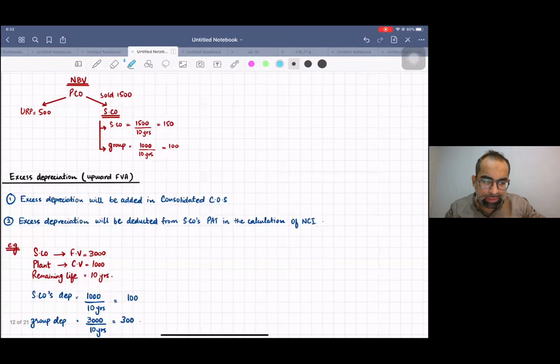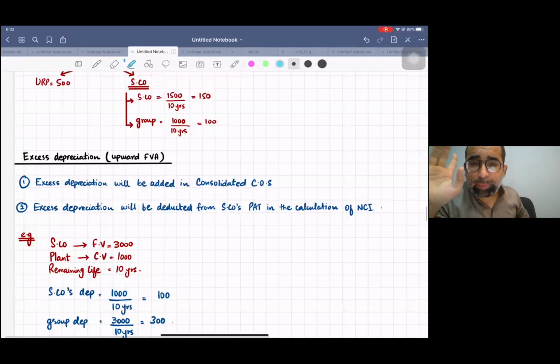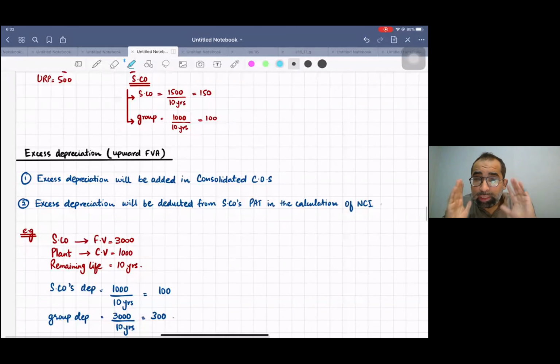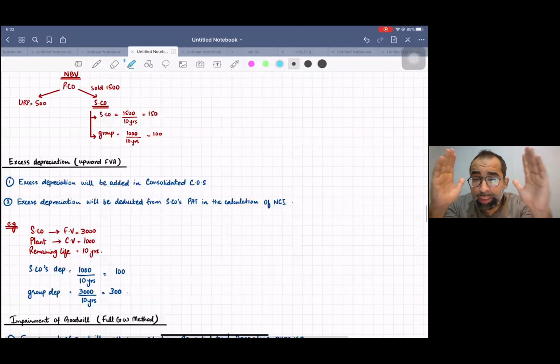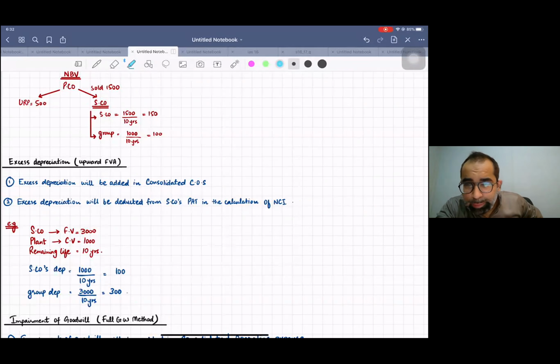How to treat excess depreciation of fair value adjustment? First of all, we are doing income statement, not balance sheet. If you do fair value adjustment, you change the value of the asset, it won't hit your income statement. But if you are doing fair value adjustment of a depreciating asset, then extra excess depreciation must be adjusted in consolidated P&L. Depreciation is a P&L thing.